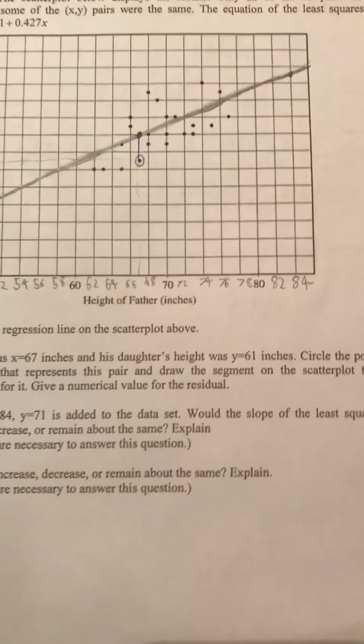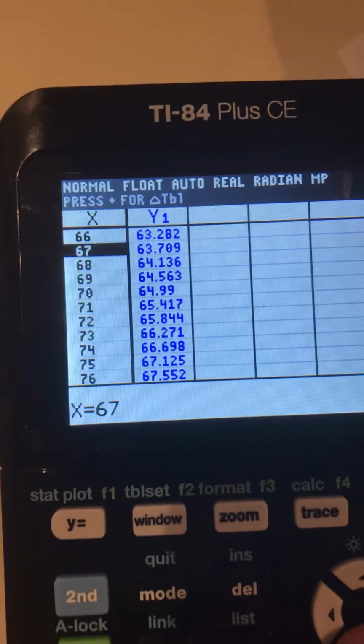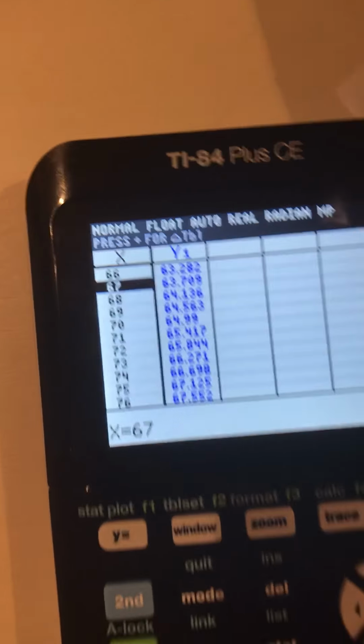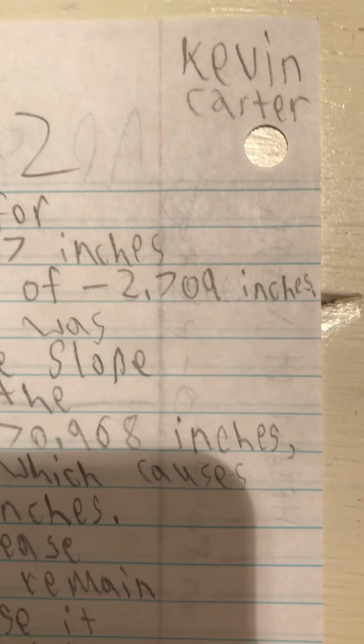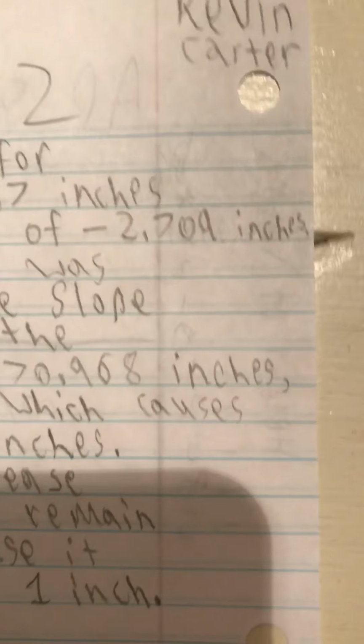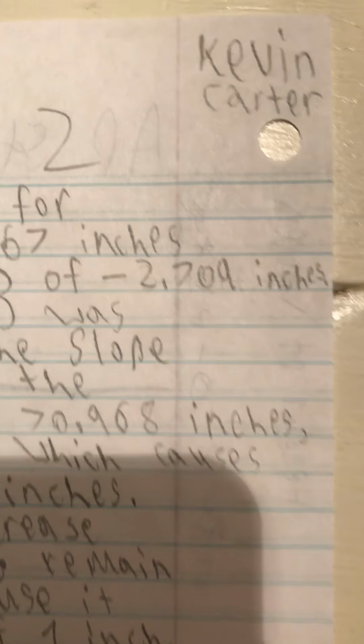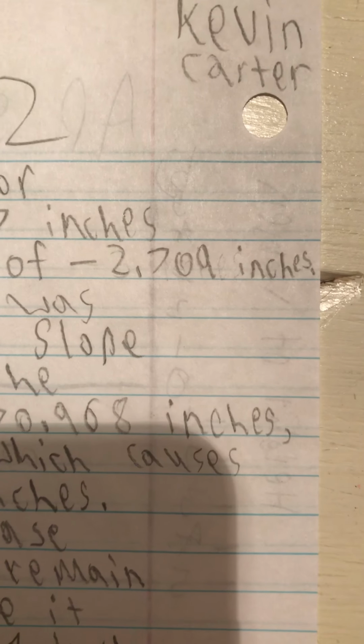And the predicted for this value, the predicted for 67 was 63.709, but the actual is 61. So 63.709 minus 61 is equal to a residual value for x 67 of negative 2.709 inches.